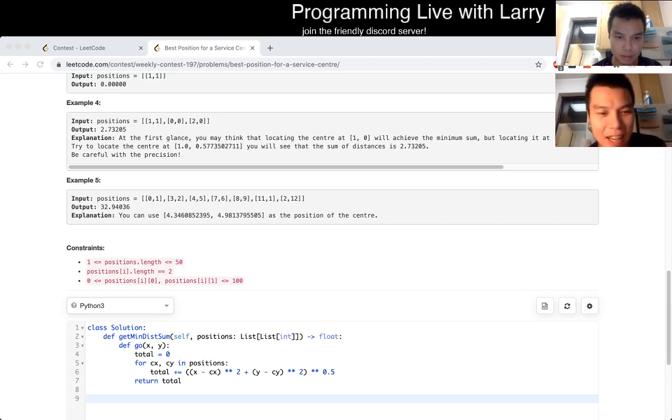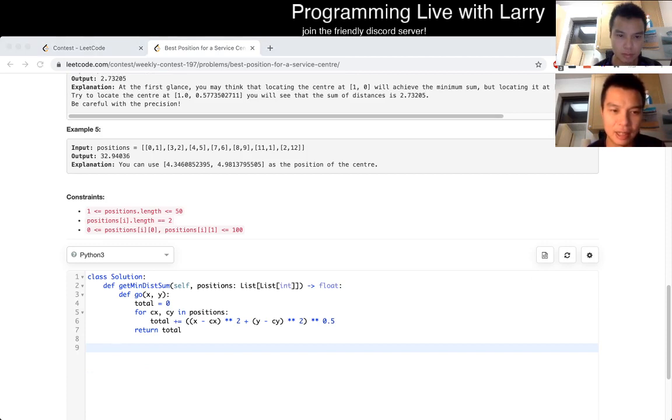Welcome back. But basically I wrote up the template, because I knew I was going to need it, because I knew it was some sort of search algorithm. This part should be straightforward: given a center x and y, that's how you calculate the total distance, the total cost function that you're trying to get.